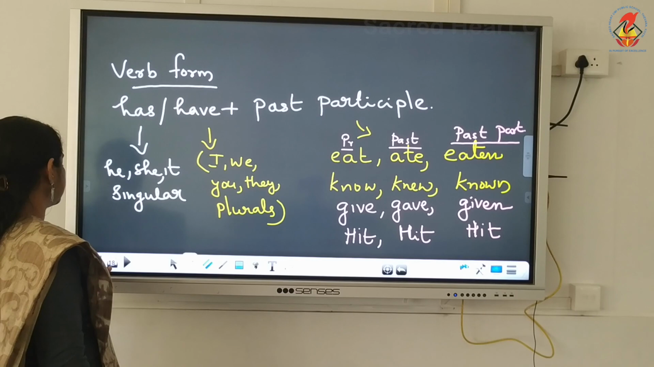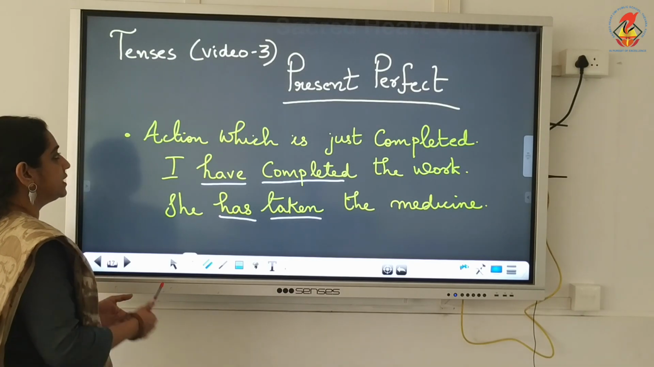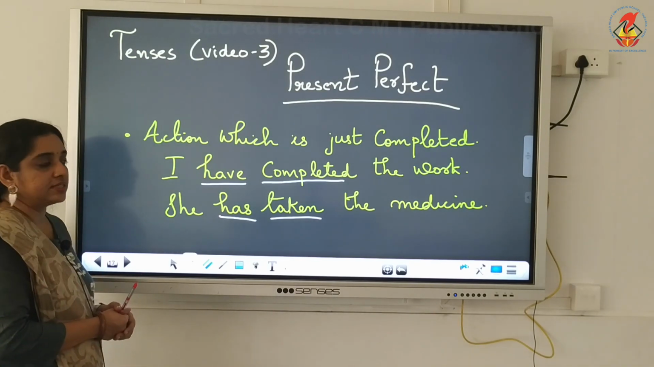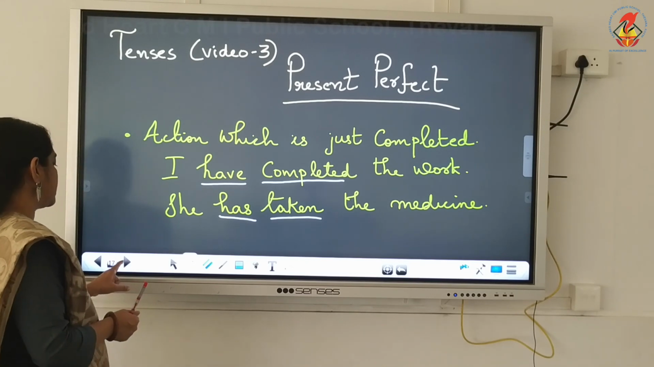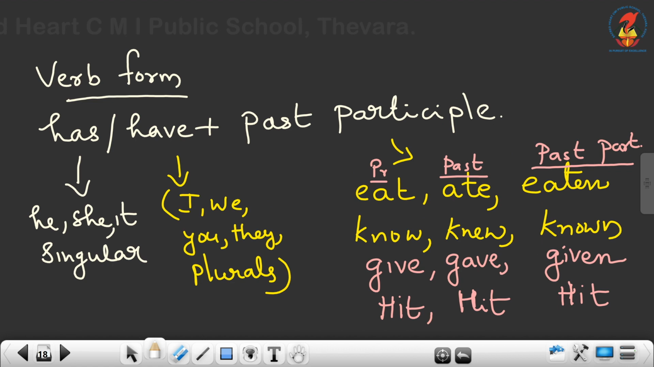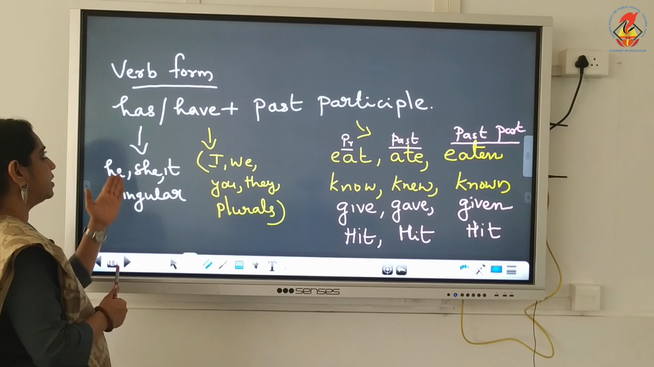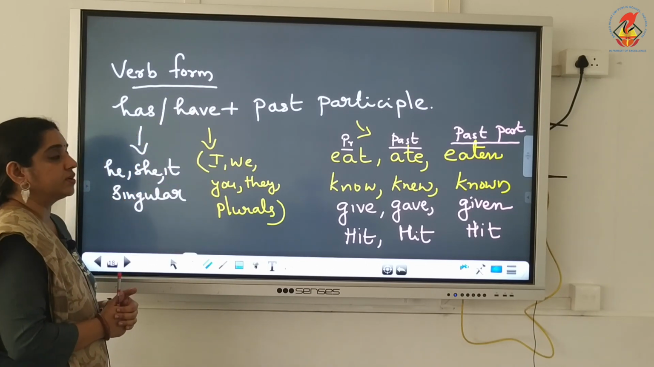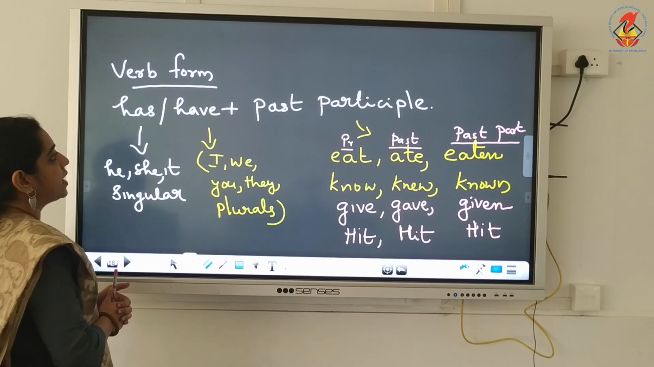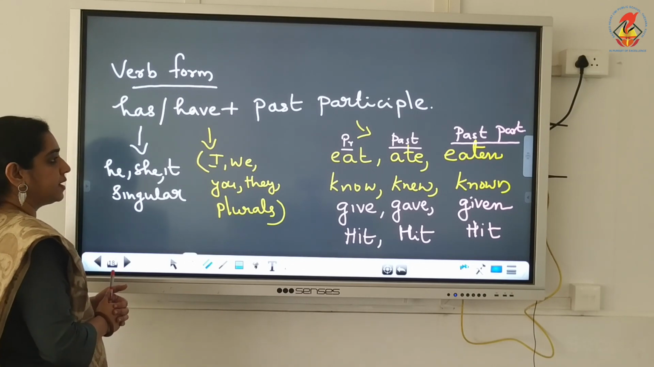Today we studied present perfect tense. What is that? Present perfect tense is used to describe an action which is just completed, and the verb form is has or have plus the past participle form of the verb. Has, you already know, is for subjects like he, she, it and all singulars. For I, we, you, they and all plurals, you are supposed to use have, plus the past participle form of the verb. What is the past participle form?